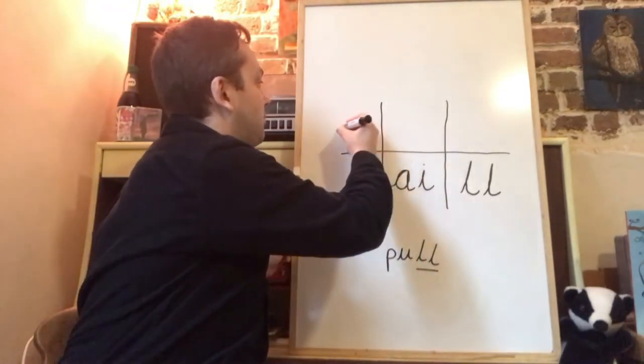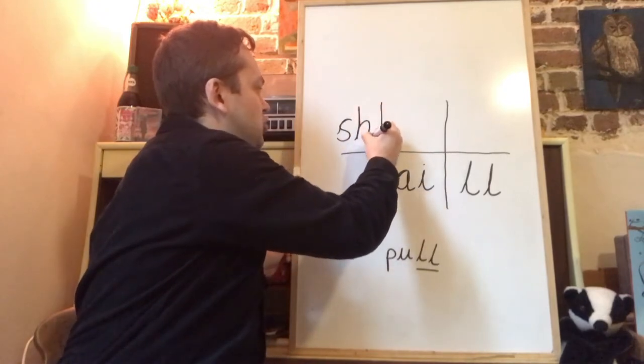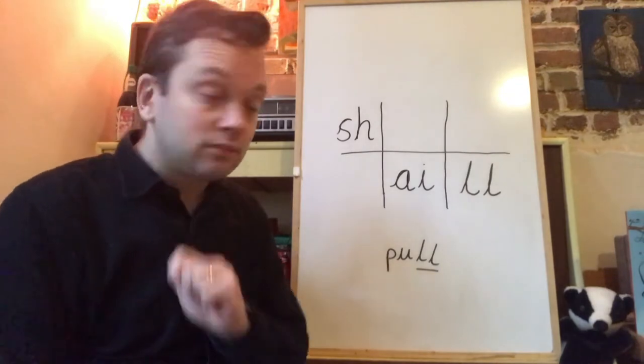Now I would like you to write shh. The letters S and H. The letters S and H make the sound sh.